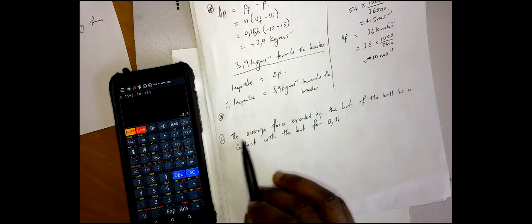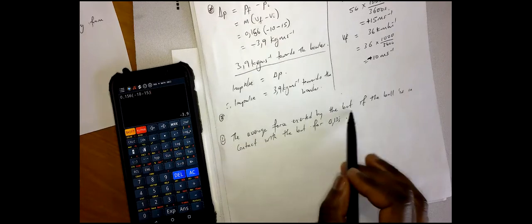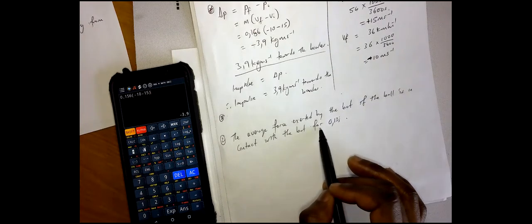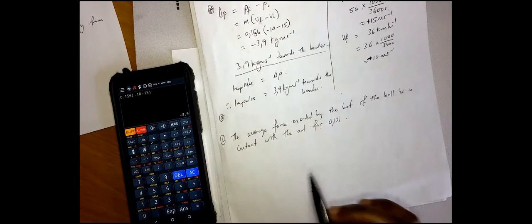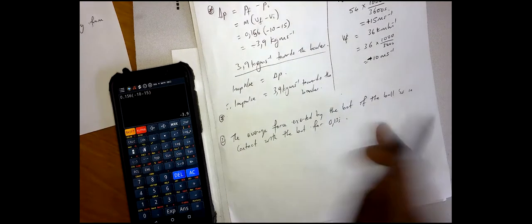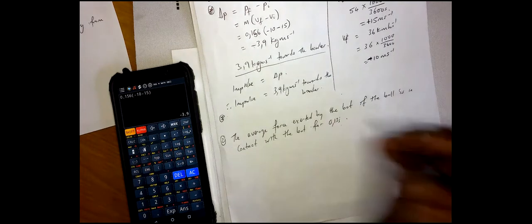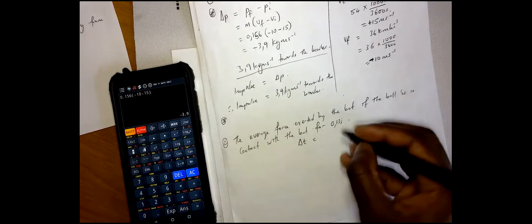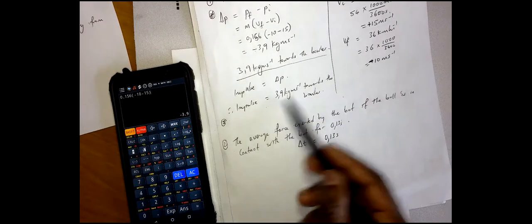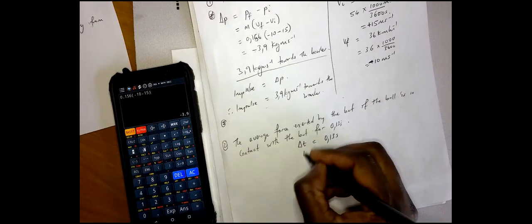Now the next question is saying calculate the average force exerted by the bat if the ball is in contact with the bat for 0.13. Okay, now this is our time. So what are we given? We are given change in time. Change in time is equal to 0.13. And what else do we have as well? We have our momentum, the change in momentum.